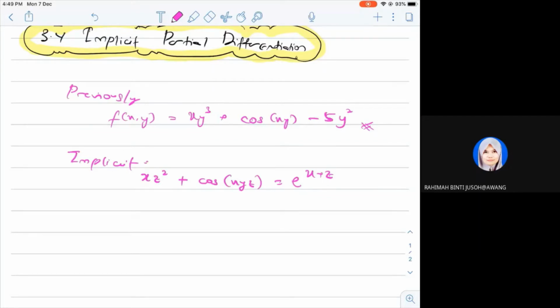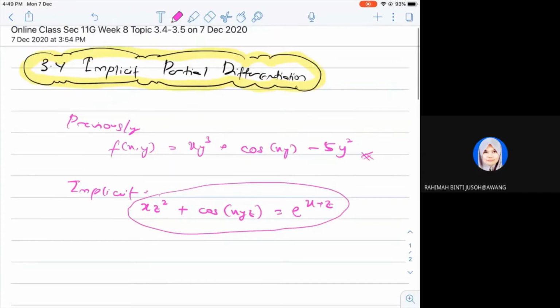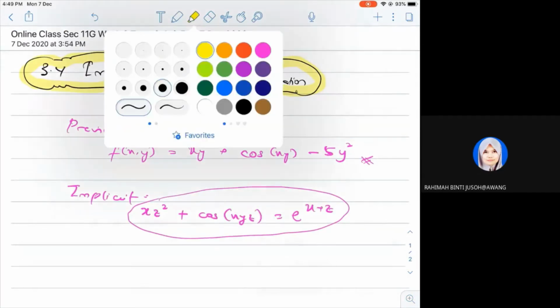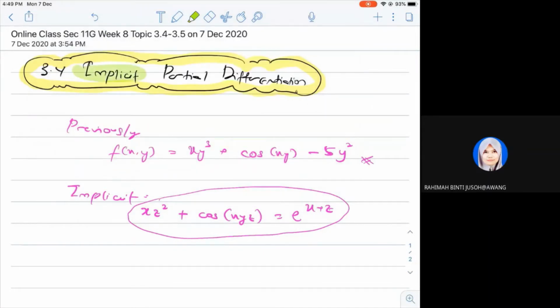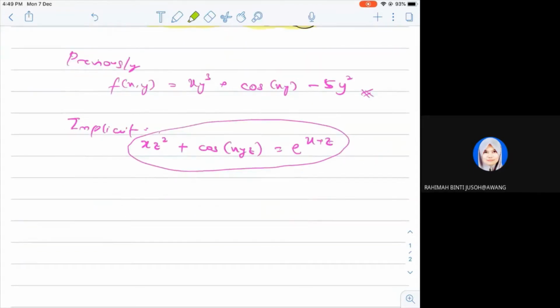Okay, so for this type of equation, we need to differentiate this implicitly. That's what it means by implicit partial differentiation. The implicit one has the variable z embedded in the equation too. So it is different from the previous equation. In the previous equation we only had x and y. In fact, even if there are x, y, z, it would be a function w. But for implicit, the subject z is embedded inside the equation itself.